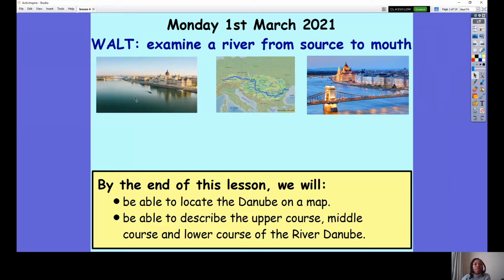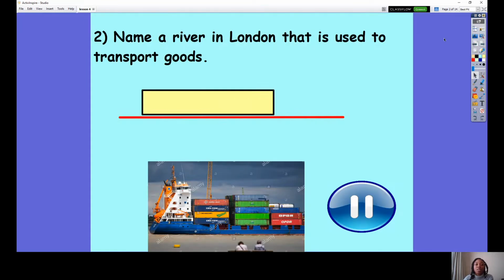Okay, so it is Monday the 1st of March, and we are examining a river from its source, which is where it begins, all the way to its mouth, which is where the river ends. By the end of this lesson, we will be able to locate the Danube on a map, and we will be able to describe the upper course, middle course, and lower course of the River Danube. Okay, we have looked at this river before, but we didn't look at it in detail. We were just looking at its location in Europe. So today we're going to look at it in detail.